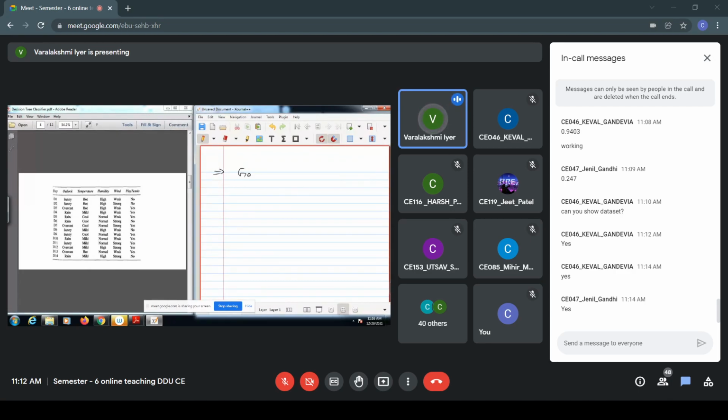This is called gain ratio. Okay, gain ratio, to select the particular best attribute.